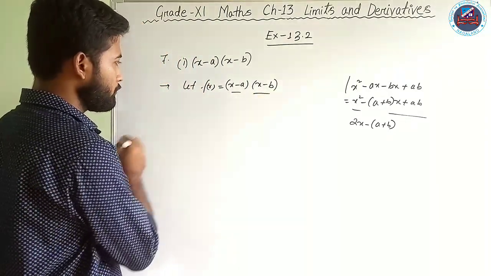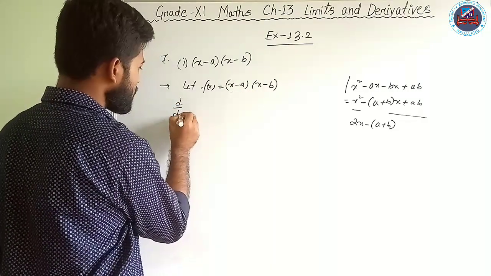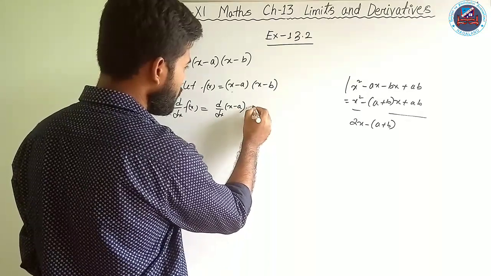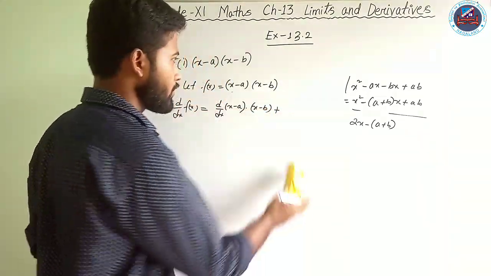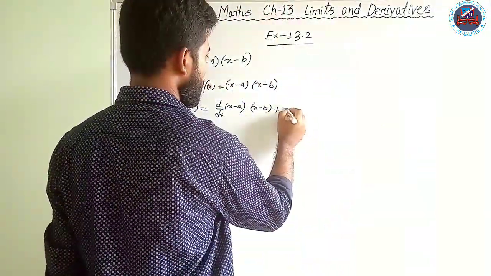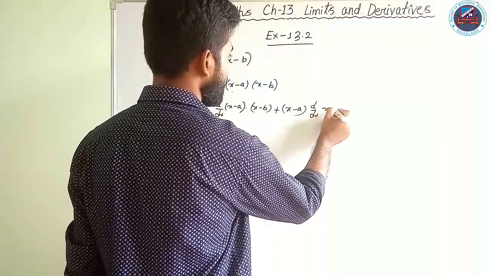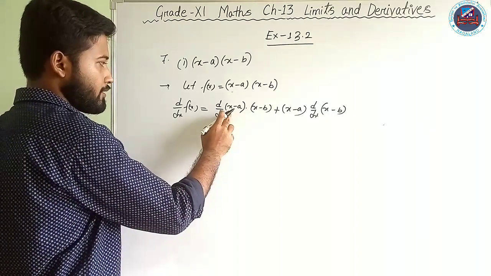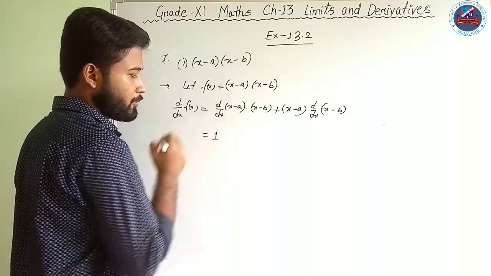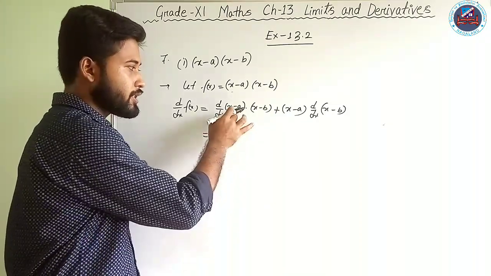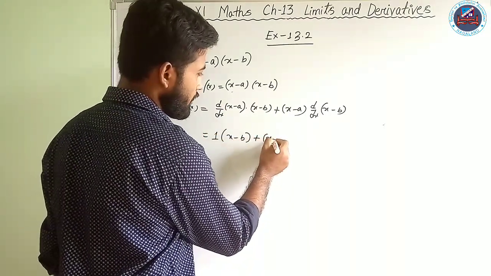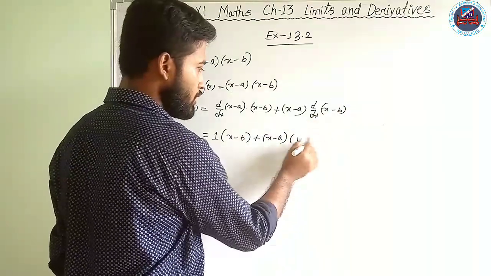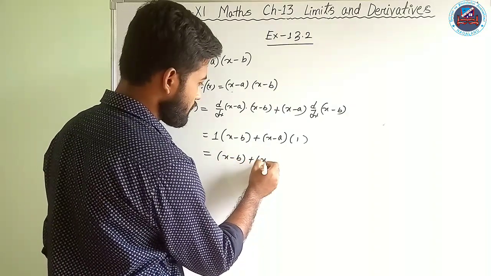Also, if you want to do it in the product form using the Leibniz rule, then d/dx of f(x) will be equal to the derivative of the first function, that is (x − a), into (x − b), keep it separate, plus keep the first function here, then the derivative of the second function, x − b. The derivative of x − a is the derivative of x minus the derivative of a, and the derivative of x with respect to x is 1 and the derivative of a is 0 because a is a constant, into (x − b), plus (x − a) into the derivative of x − b, which is 1, since the derivative of b is 0. So our answer is (x − b) + (x − a).